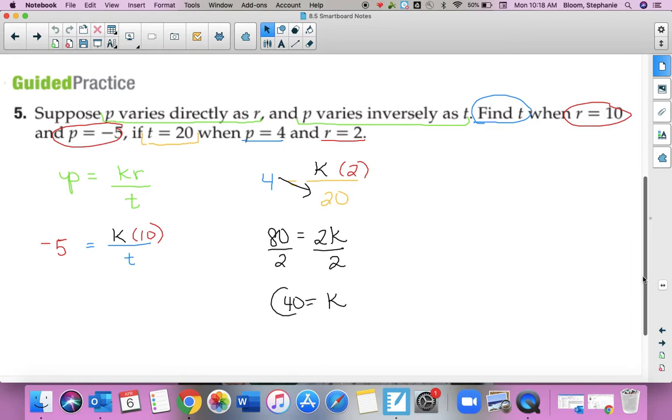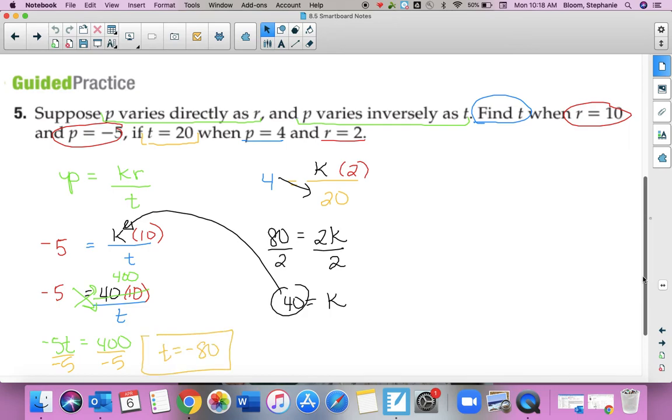And then I'm going to take that 40 and I'm going to plug it in for k. So 40 times 10 divided by t. And I know 40 times 10 is 400. So we're going to cross multiply. -5t is equal to 400. We're going to divide by -5. So t is equal to negative 80.